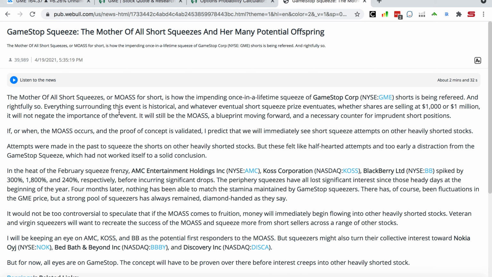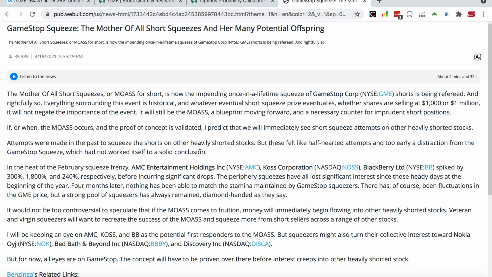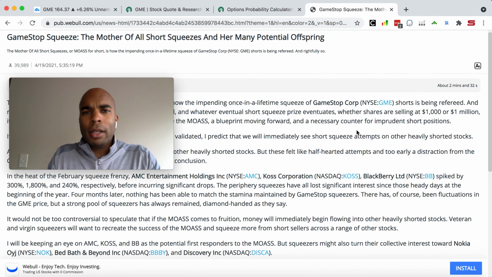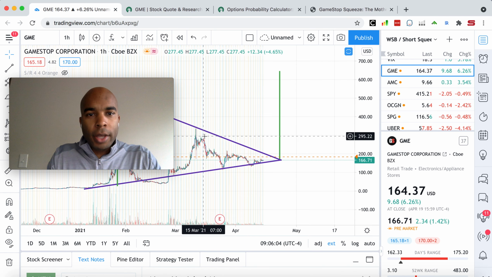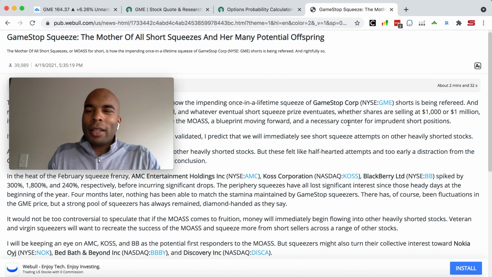I need you to actually read this. So this is another thing that's adding to the potential of this actually short squeezing. When will it happen? I don't know. Is it going to happen? In my opinion, I think so, and I think it's going to happen very soon, because you have this wedge, you have this probability calculator, and you have a lot of momentum behind this.